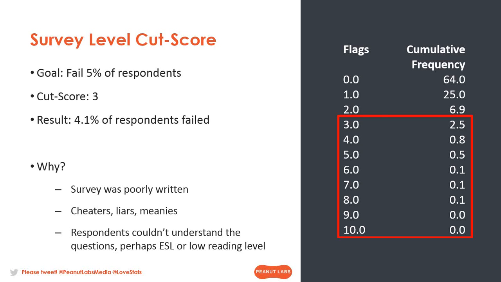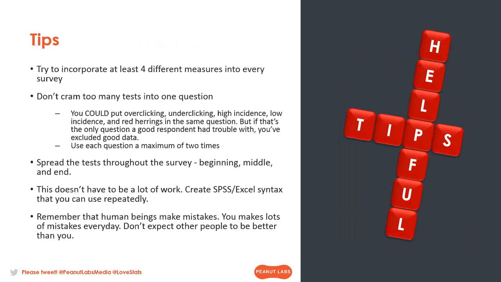So let me close with just a few thoughts. Even though it's possible, don't try to cram a lot of measures into 1 question. There are several measures that could work well together, but the problem is we could easily fail people because of their answers to 1 single question, and that's just not fair. We need to spread the data quality measures throughout the survey from the beginning, the middle, and the end. And most importantly, we absolutely must remember that people are not robots. People make mistakes. You make mistakes. It's okay for people to make mistakes on surveys. However, it is not okay for people to make lots of mistakes on surveys.